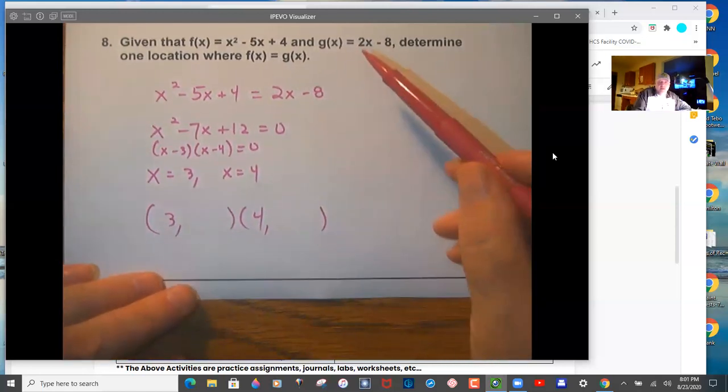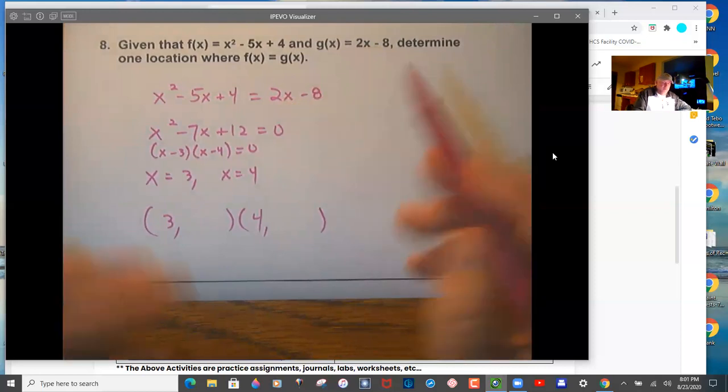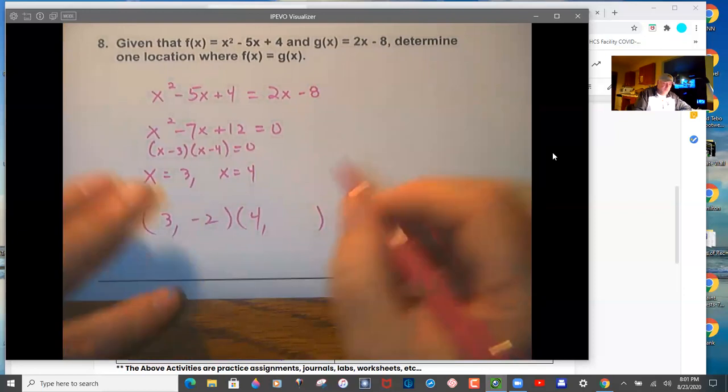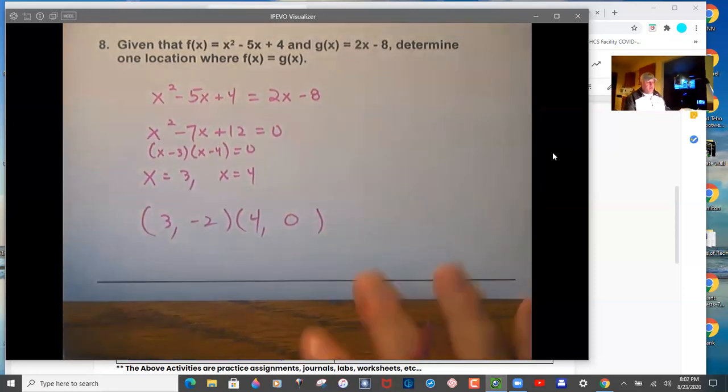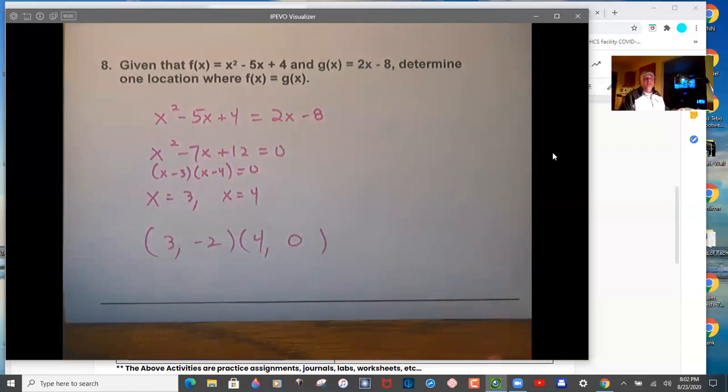But now you got to tell me what are the y's. So you got to come back up here, come to the second one, and put 3 in. So 2 times 3, 6 minus 8, -2. And then put 4 in. 2 times 4, 8 minus 8, 0. You could also use your table to look at it. Okay, I've shown that to you in the past, but this is a linear quadratic system that we had from the last trimester.